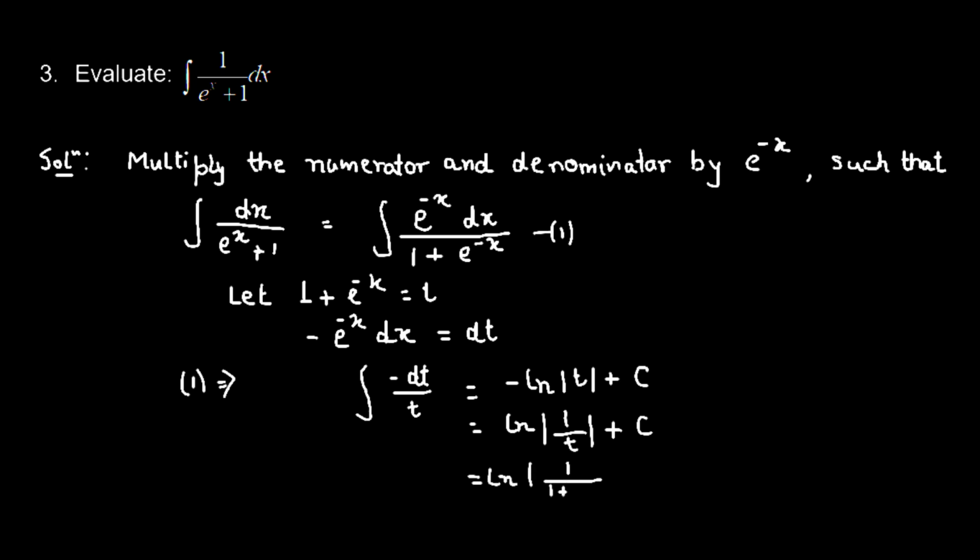So we have natural log of 1 over 1 plus e raised to the power of negative x plus c, and that finally gives us natural log of e raised to the power of x divided by e raised to the power of x plus 1, plus c.